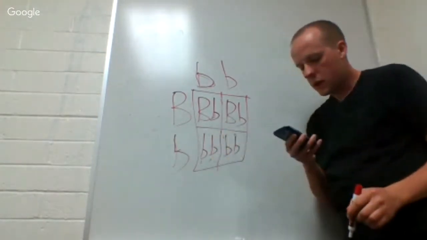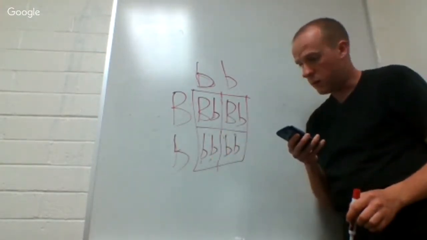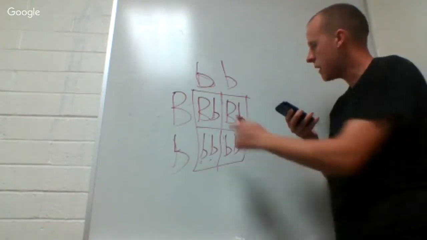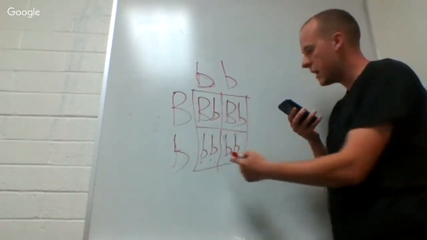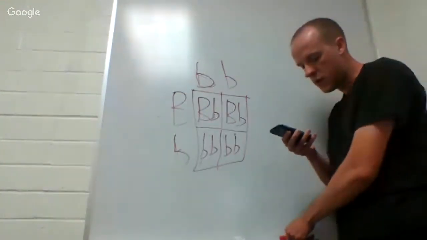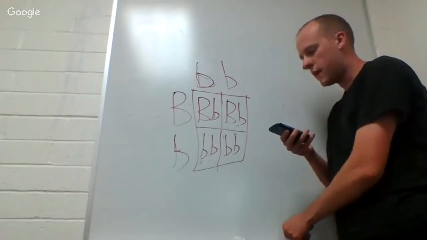Okay. And that gives us, what should we look at? We're looking at males. So these two will be bearded. These two will be unbearded, which gives us a 1-to-1 ratio, just like the question asked for. And that leads to question 5.